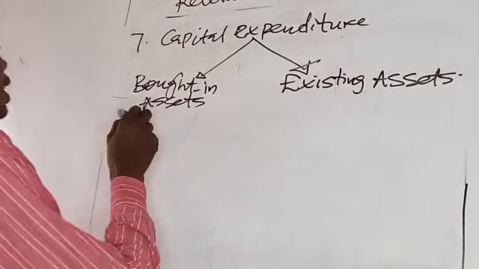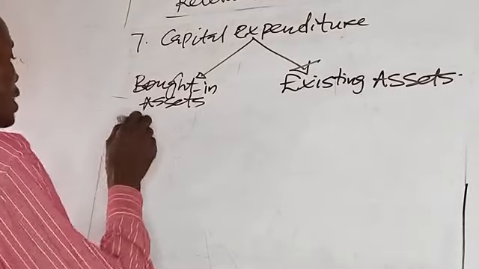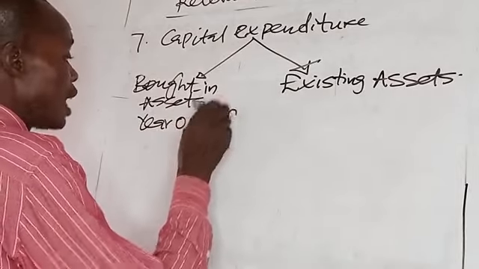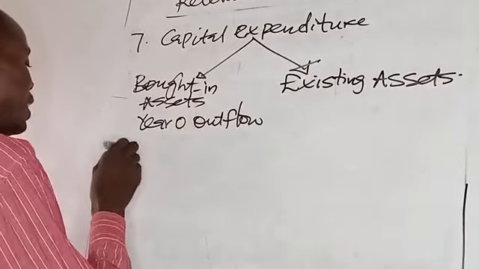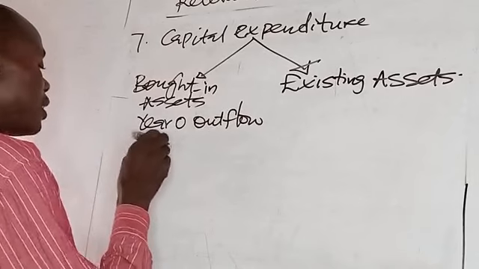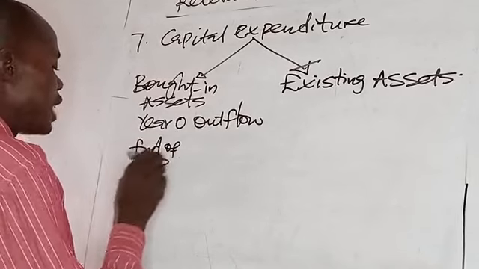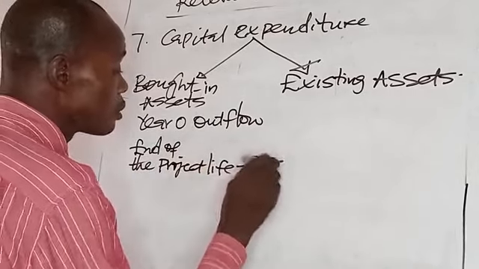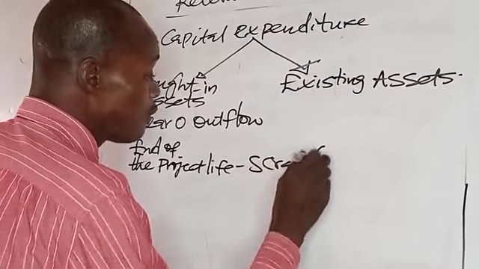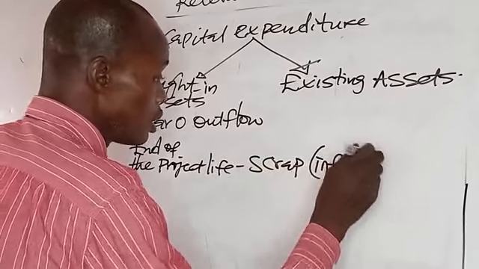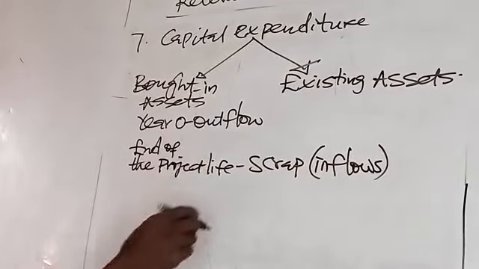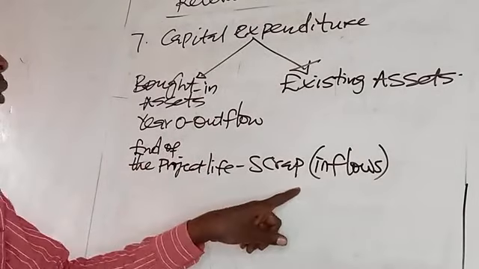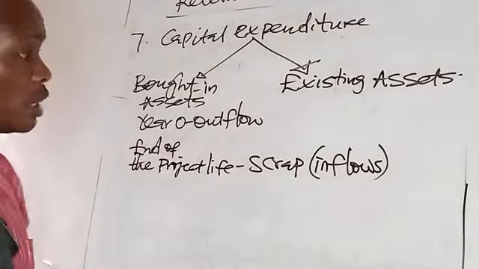So the amount incurred on such an asset in year zero, you treat it as an outflow. Then at the end of the project life, you treat the scrap value as an inflow. So the expenditure on such an asset, that means capital expenditure, you use it as an outflow in year zero and the scrap value as an inflow at the end of the project life.